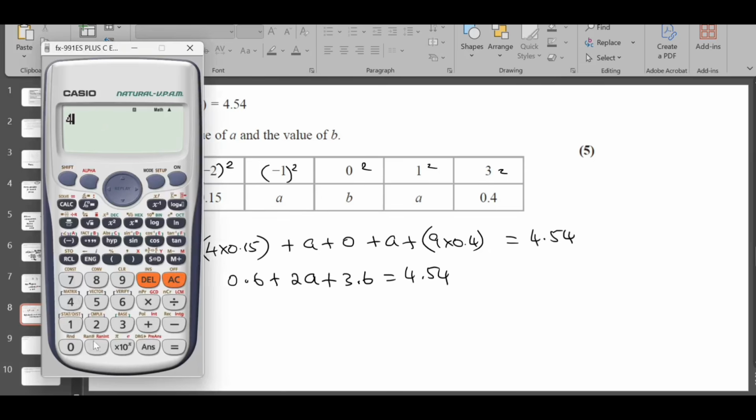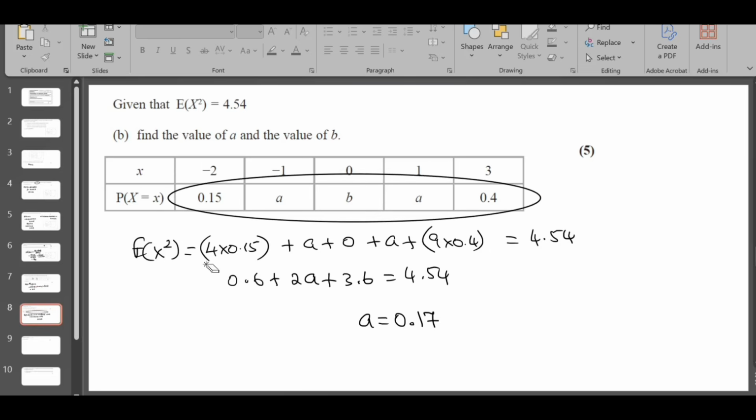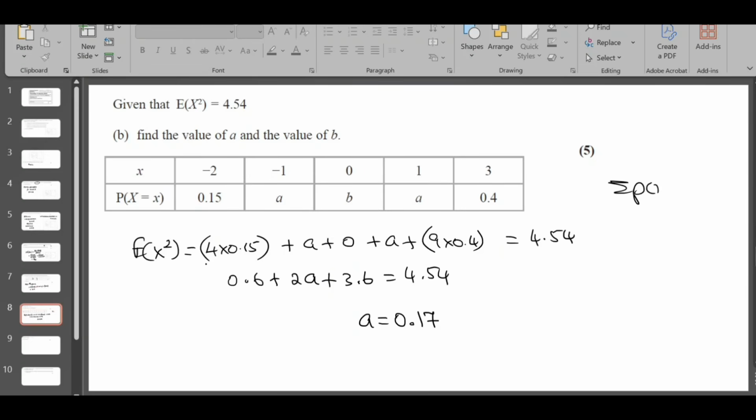So 4.54 minus 3.6 minus 0.6 is 0.34. When you divide by 2, you get the value of A. So A is 0.17. That's all. That's a 5-mark question. Okay, we need to find the value of B also. How do we find the value of B? We know the sum of all the probabilities will be equal to 1. So write sigma P of x is equal to 1. So when you add 0.15 plus A plus B plus A plus 0.4 is 1.